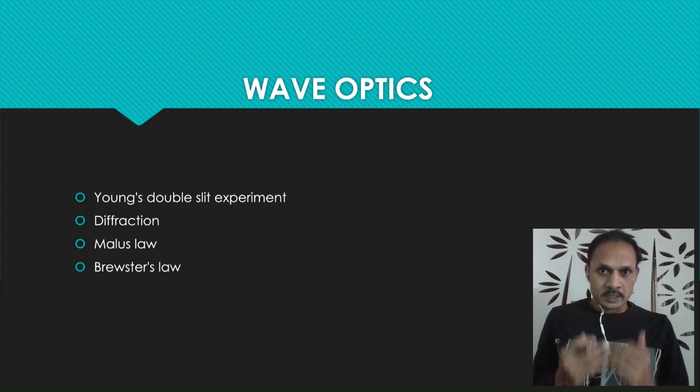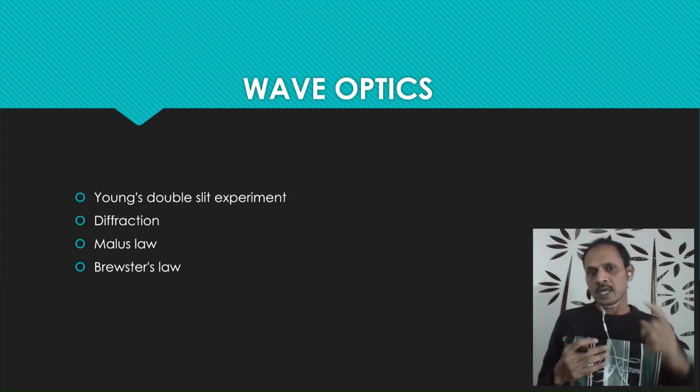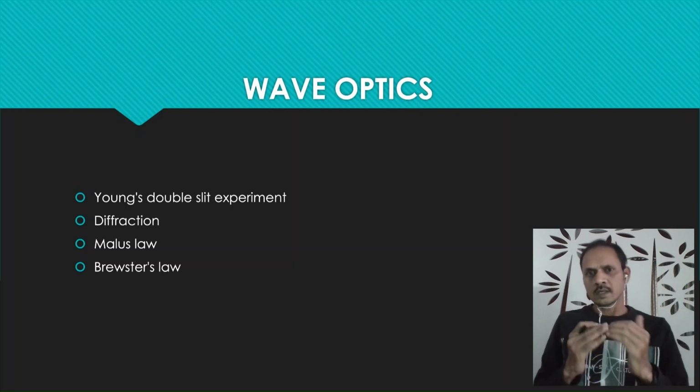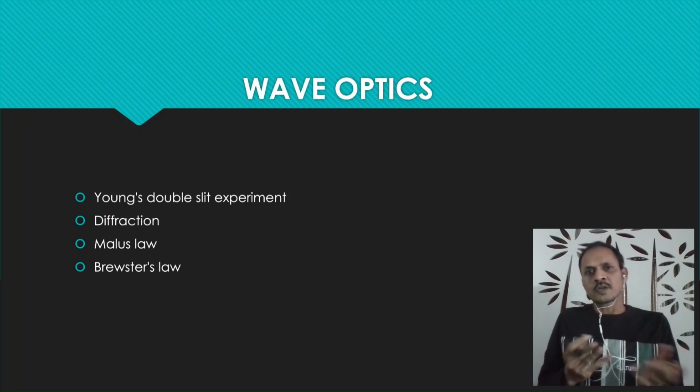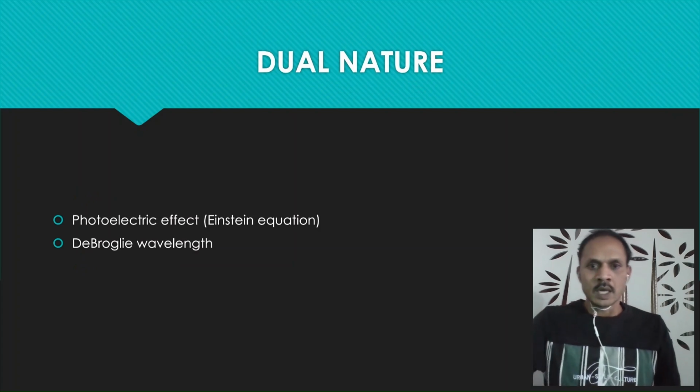Okay. Next, Malus law and Brewster's law. Not highly essential like the first two, but they're easy topics. It will take like 5 to 10 minutes to revise. You can just go through them.